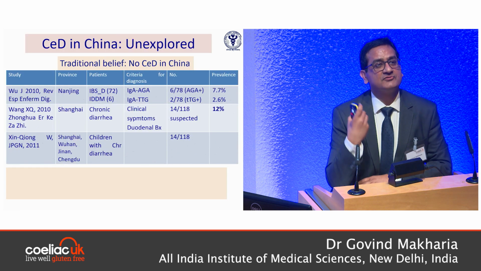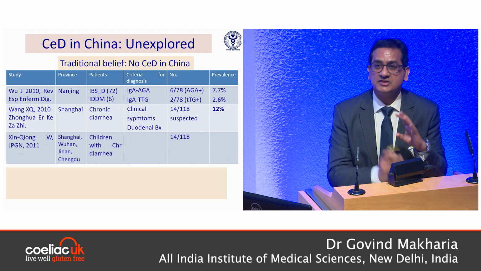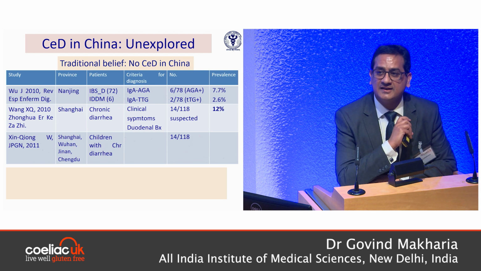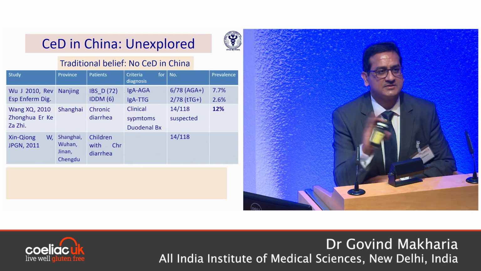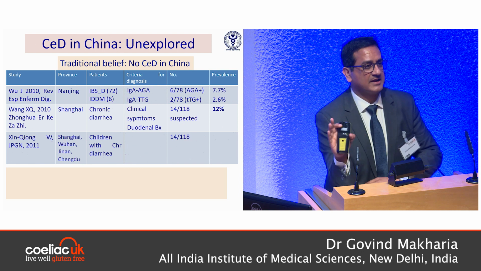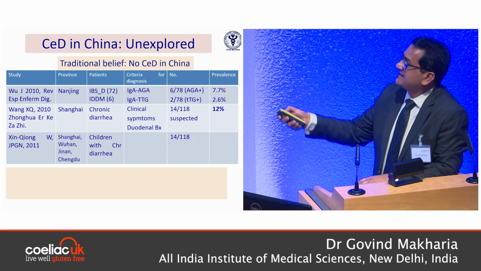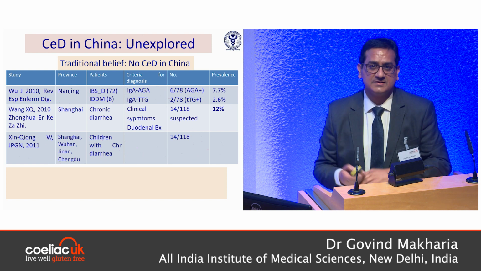Now coming to another country in Asia, China. People believe there is no celiac disease in China. You ask your colleagues in China, we have many Chinese colleagues, and they say, oh, we don't have celiac disease at all. Nobody will investigate for celiac disease. But over the last about 10 years, there are certain studies available. They are all small case reports, few patients.